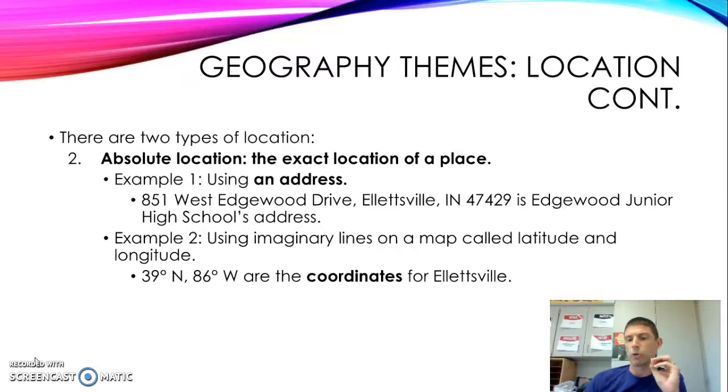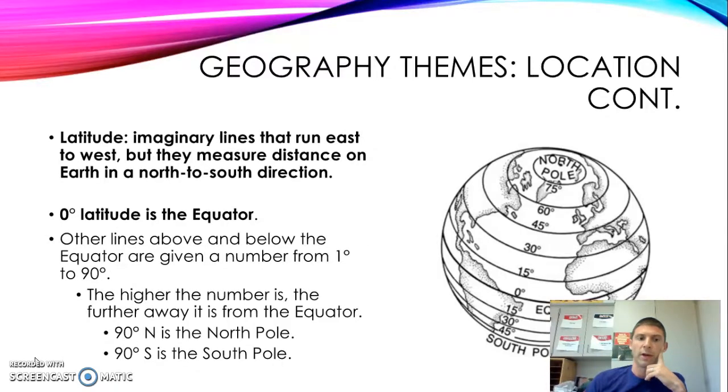Absolute location is something used a little bit more for accurate location. Absolute location is using either an address, so you see a couple of addresses there listed, either of our school, or you could use, and we're going to talk about this a little bit more in detail, coordinates such as latitude and longitude. So we're going to talk about what those mean here right now.